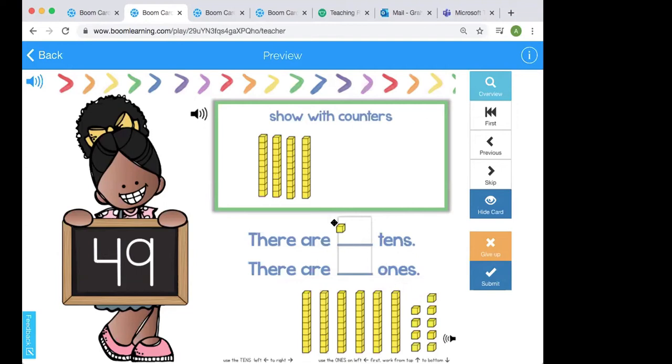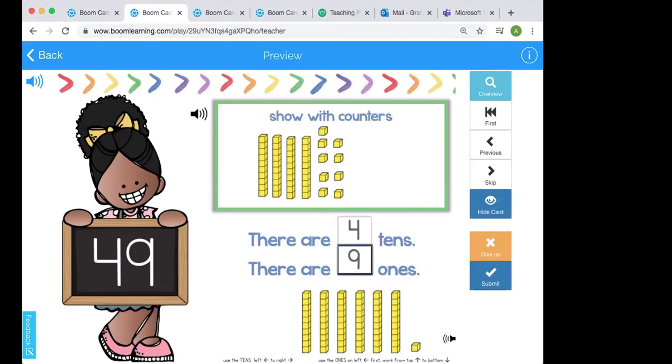9. Let's try. 1, 2, 3, 4, 5, 6, 7, 8, 9. All right, so how many tens did we add? Looks like 4. 4 groups of 10. There are 4 tens, and there are how many ones? 1, 2, 3, 4, 5, 6, 7, 8, 9.